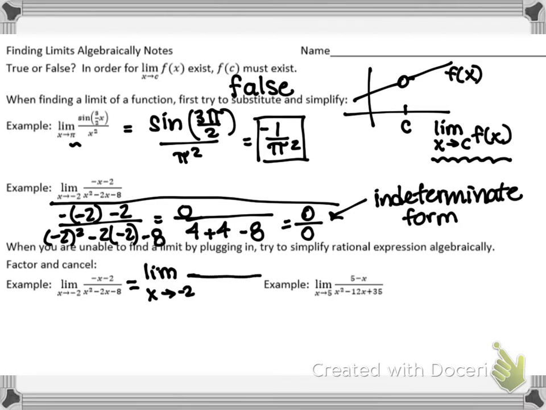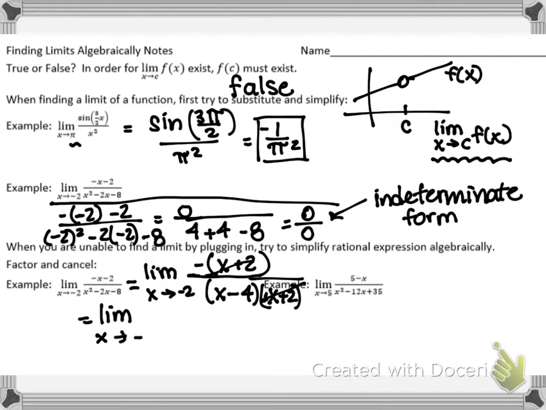So I'm going to factor a negative out of the numerator. Factoring a negative out of the numerator leaves me with a negative and then an x plus 2. Let's factor the denominator by using the product sum method. So here's my expression after I'm done factoring. Now if you notice, we can cancel this out. And so I'm left with the limit as x approaches -2 of -1 over x minus 4.